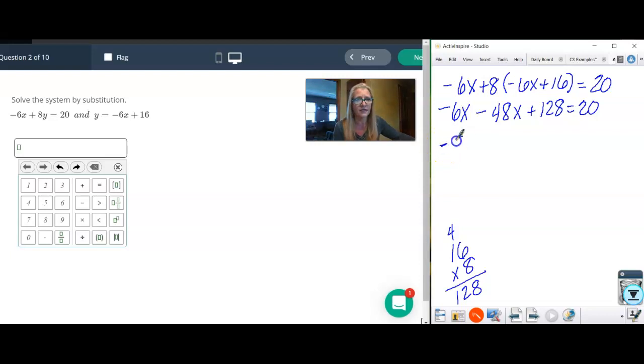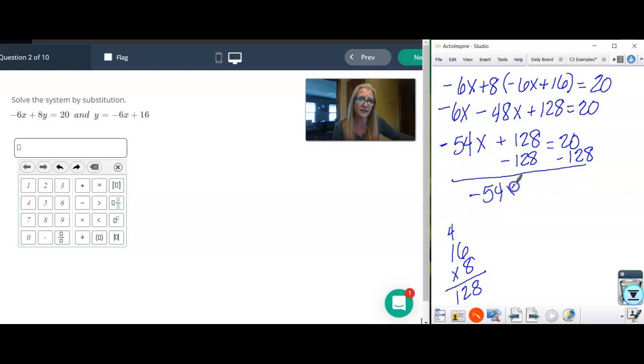This is going to give us negative 54x. Add 6 to 8, that would be 14, carry 1, negative 54x. You know me in mental math, this could go badly. Equals 20. Then we would subtract 128 from both sides. And it gives us negative 54x equals negative 108, which 108 just happens to be twice 54. So if we divide both sides by negative 54, on the right side we would have a negative divided by a negative, so the x variable is 2.